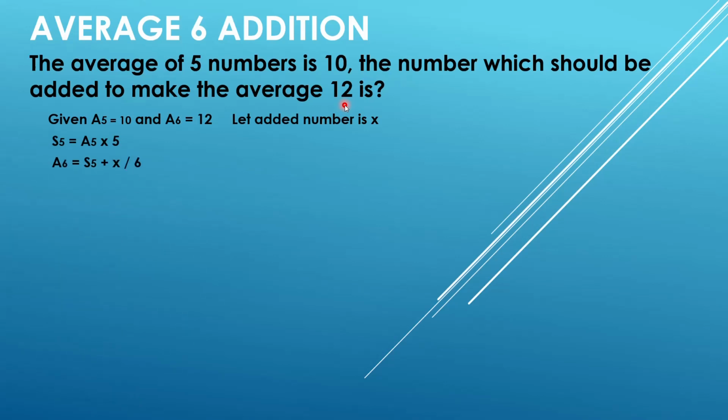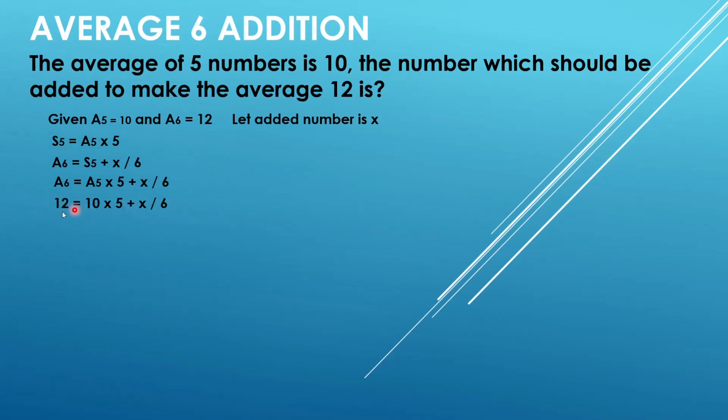Now how can we find a6? It is the sum of 5 plus x, divided by 6. So we take this S5 value, A5 into 5 plus x divided by 6, and that will be A6. A6 is given here, A5 is given, so only x we can calculate directly.